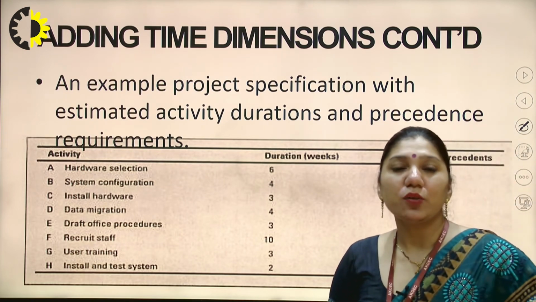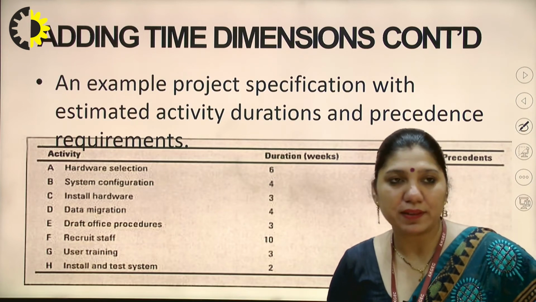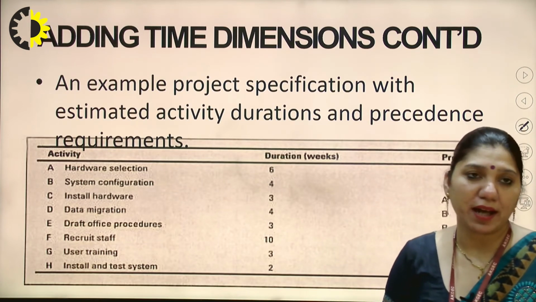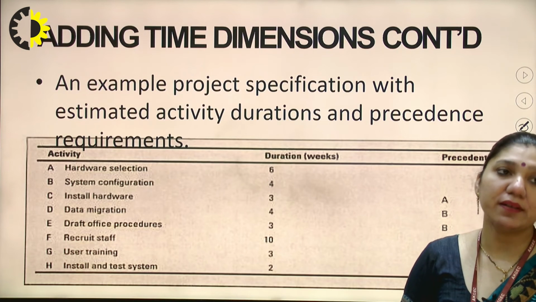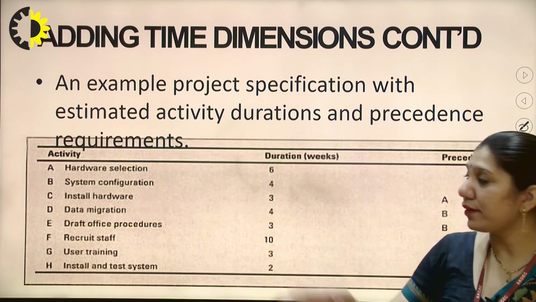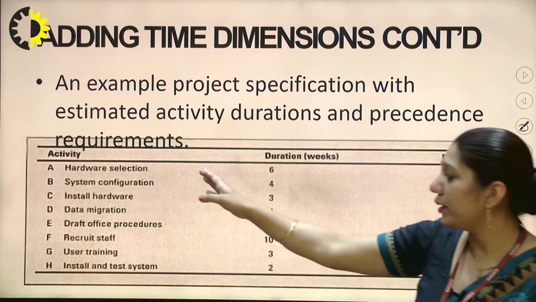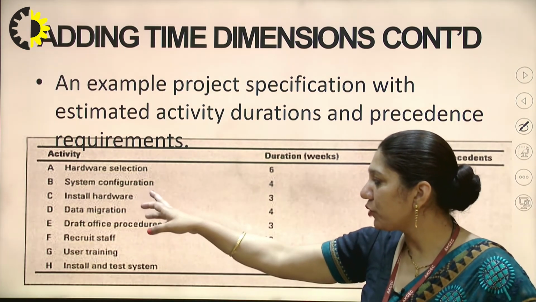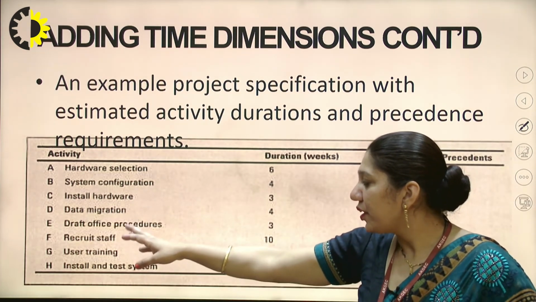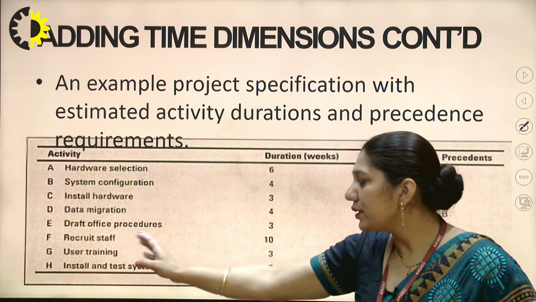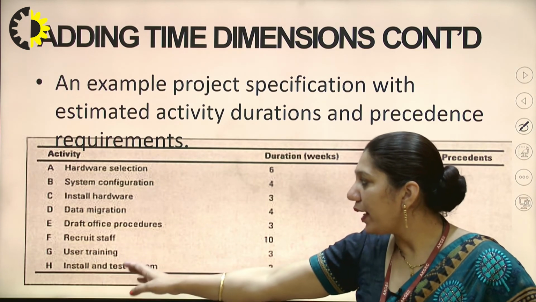Okay, so adding dimensions continued. The example says that the project specification with estimated activity duration and precedence requirements. We are having certain more dimensions. For example, the dimensions mentioned here are the hardware selection, system configuration, the installation of the hardware, data migration, draft office procedures, recruiting the staff, user training, install and testing the systems.